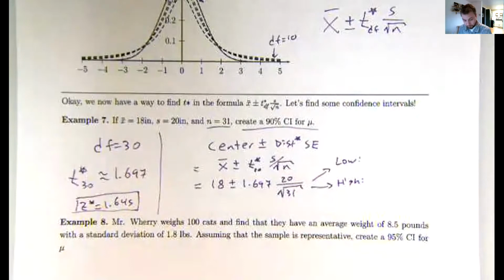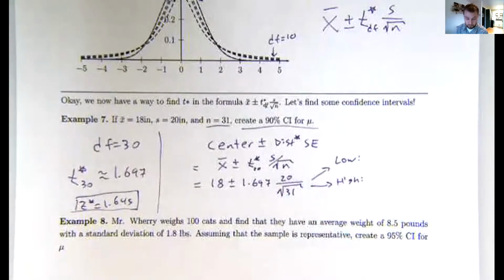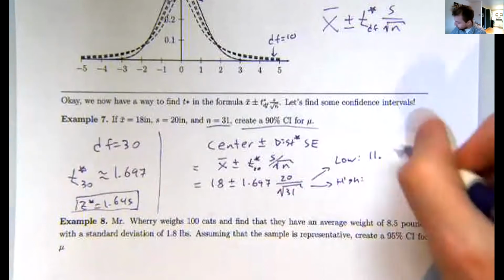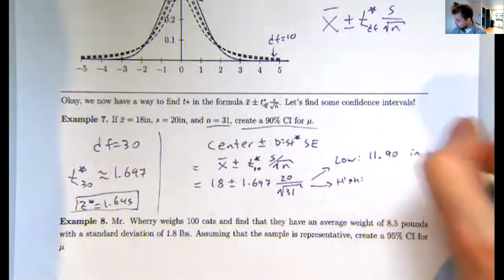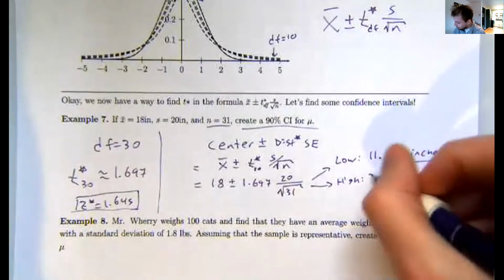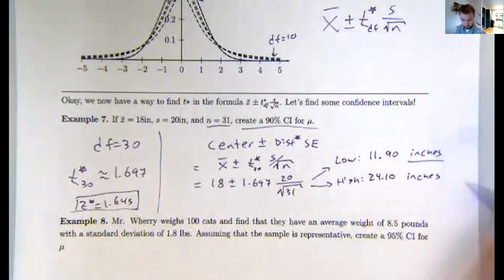On the low end, I have 18 minus 1.697 times 20 divided by the square root of 31. When I type this into my calculator, I got 11.90. These have units, unlike the other ones that were just percentages: inches. Changing that minus to a plus, I get 24.10 inches.